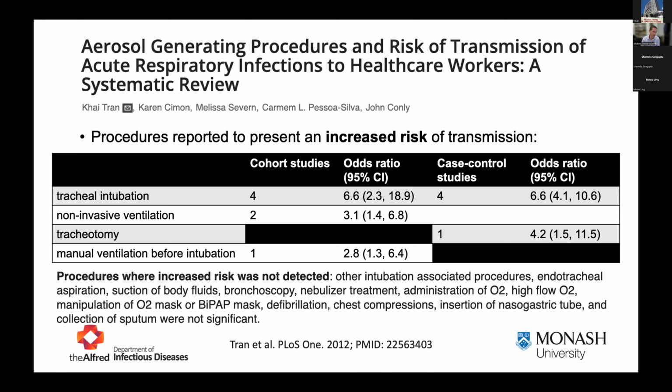Procedures where increased risk was not detected, not that this is evidence that they're absolutely not aerosol generating procedures, but they didn't detect a signal, included many others that you can see listed there, including endotracheal aspiration, suction of body fluids, bronchoscopy, nebulizer therapy, administration of high flow oxygen, manipulation of BiPAP mask, chest compressions, and so on.